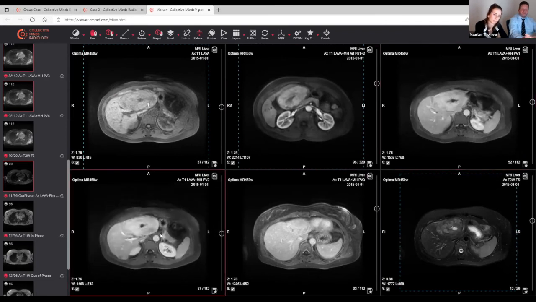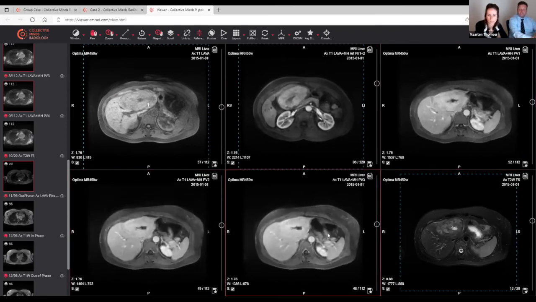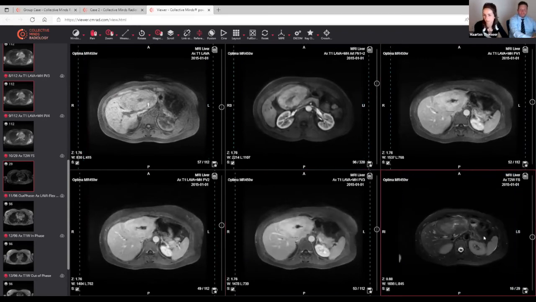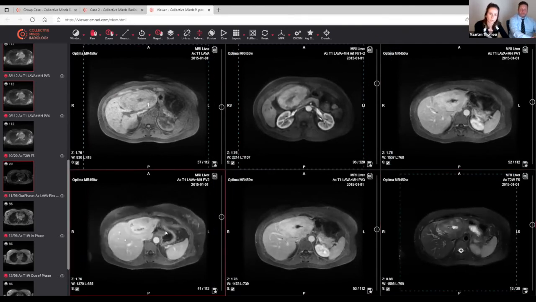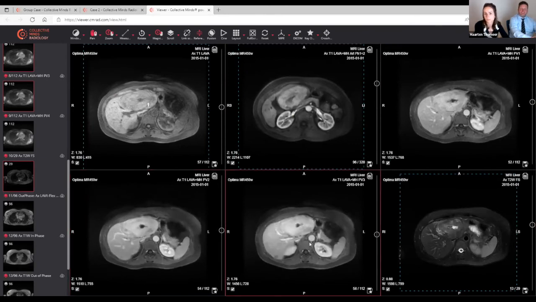So this is not a scan with Primovist? No, this is multi-Hans. So with multi-Hans, the dynamic phase is just the same as a non-specific contrast. So there's no washout here. No, there's no washout. So you would say this lesion is not suspicious at first view. Yeah, based on the absence of washout.